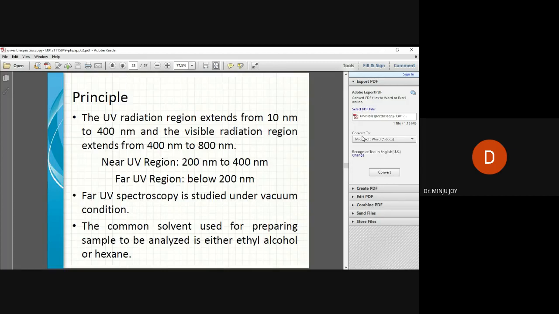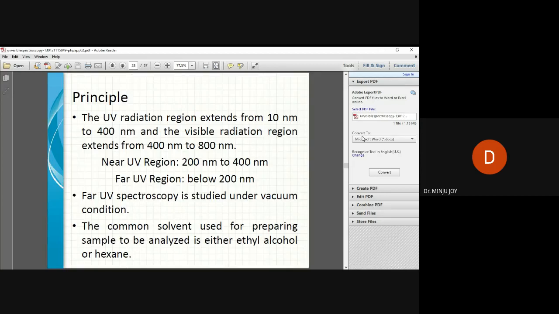So UV spectroscopy, as I told earlier, its visible region is from 400 to 800 nanometers, and the UV region extends from 10 nanometers to 400 nanometers. So in total, the UV visible region is from 10 nanometers to 800 nanometers. Near UV region is 200 to 400 nanometers, and far UV region is below 200. Mostly, UV visible spectroscopy is studied under vacuum condition.